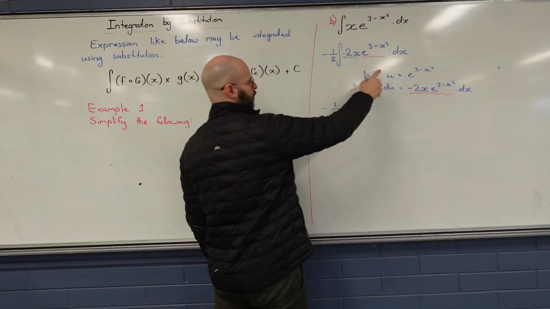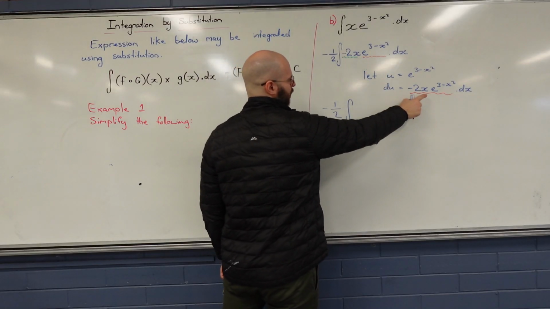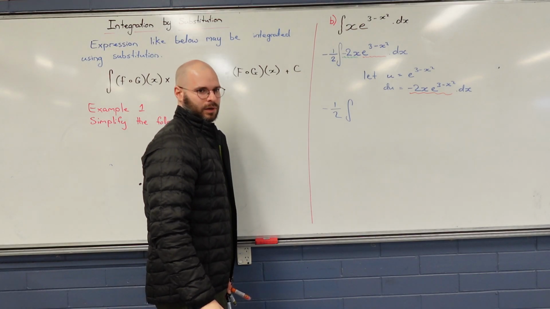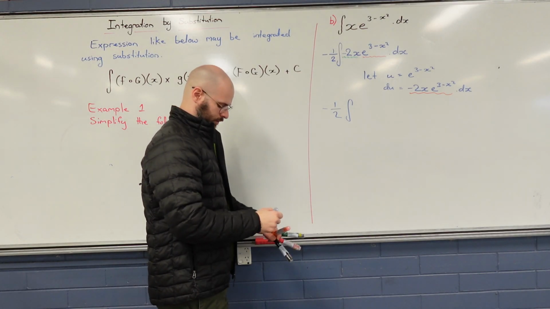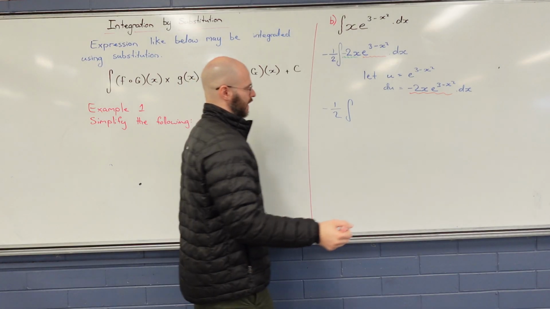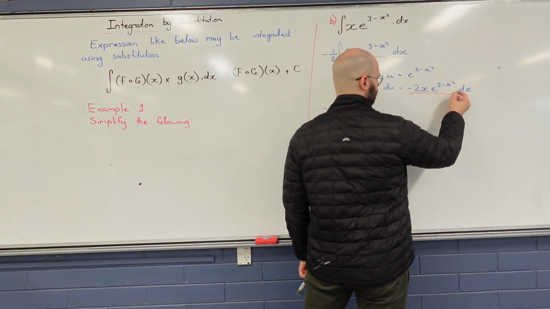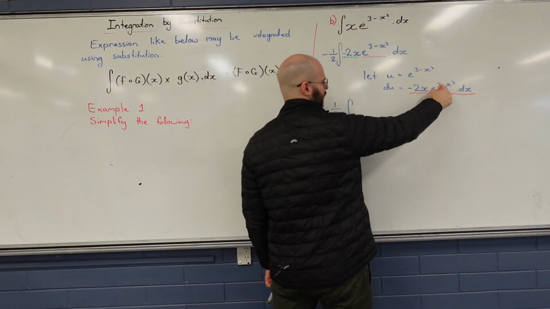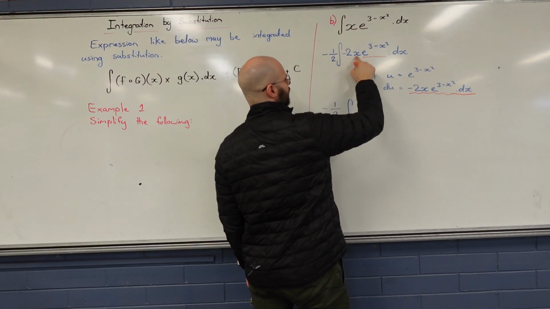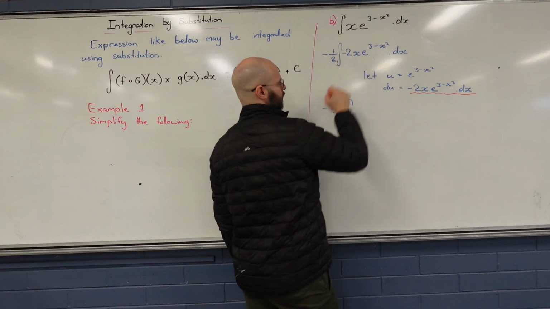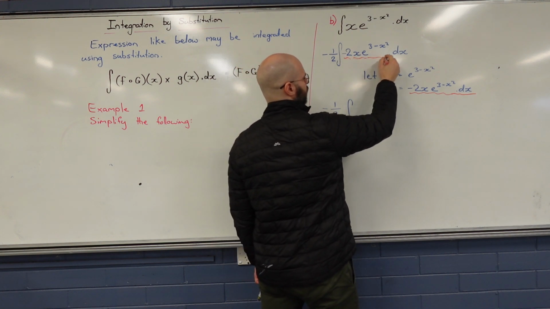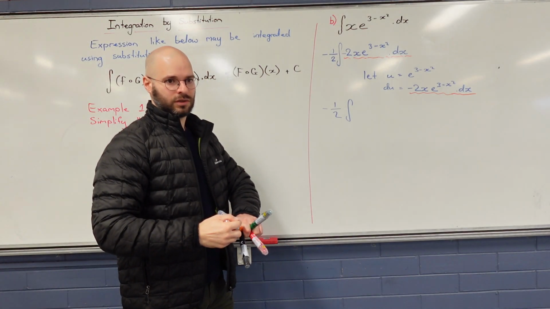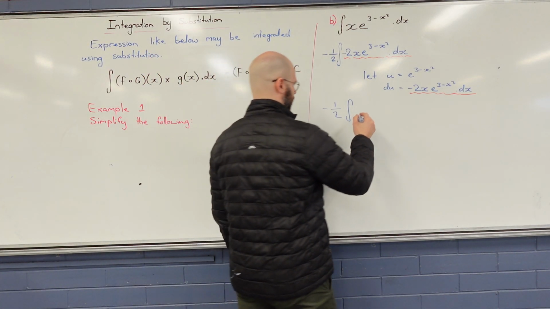Now, if I sub u into here, how am I going to deal with du? I'm going to have a problem, aren't I? So let's just focus on du. My du is minus 2x e to the 3 minus x squared. Does that appear up here at all? It does. So am I going to sub in u? No, just du.